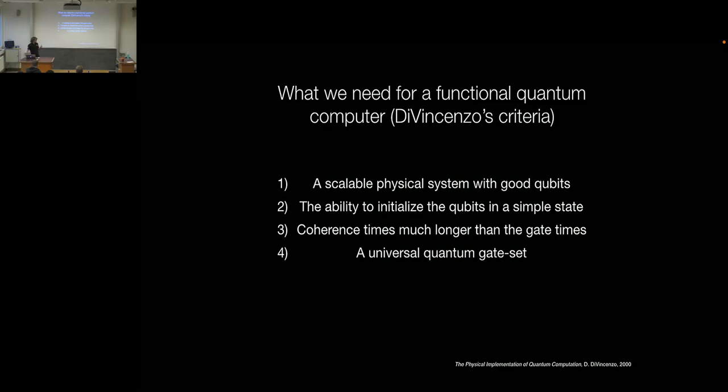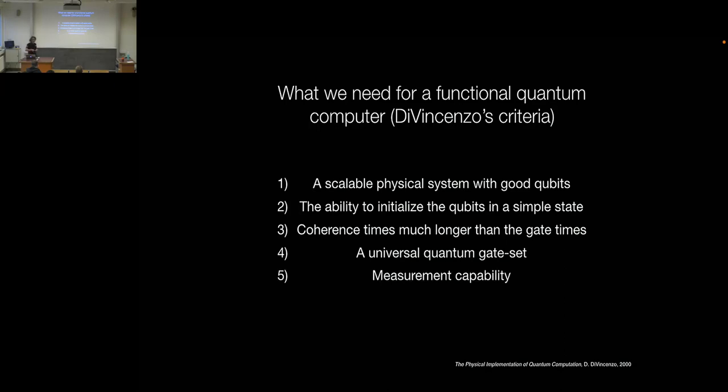And we need to manipulate this information. So we need something we call a universal quantum gate set. In classical computers, usually you have AND or NAND gates, and a NAND gate, for example, we call universal. For quantum computers, it's a bit more complicated, but you need single qubit gates and you need two qubit gates. So you need to operate on a single qubit and make two qubits talk to each other.